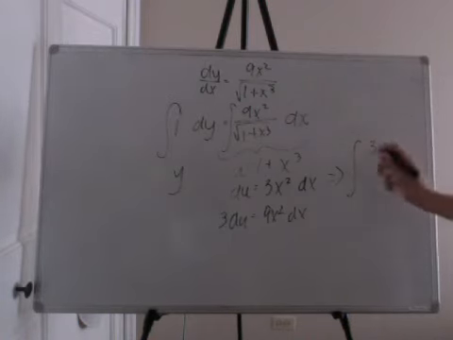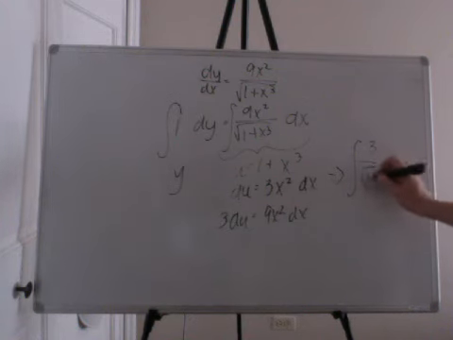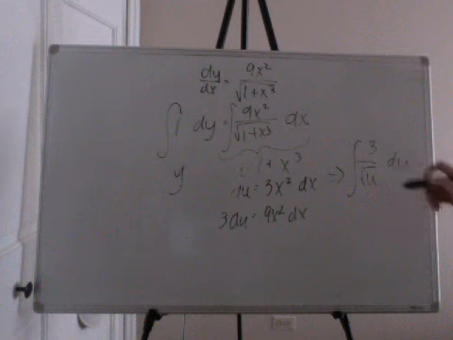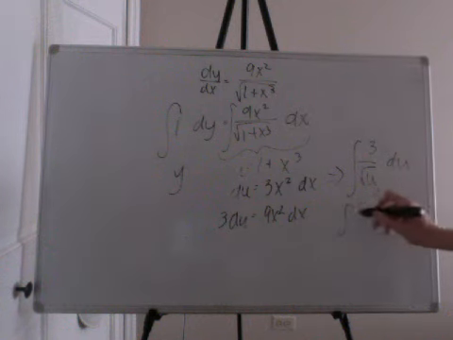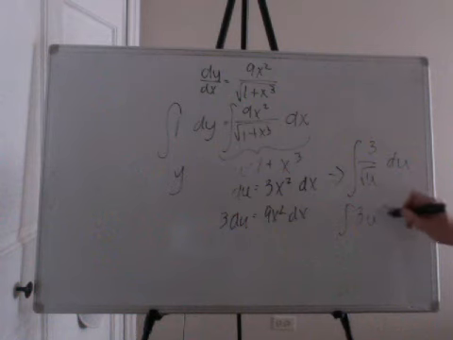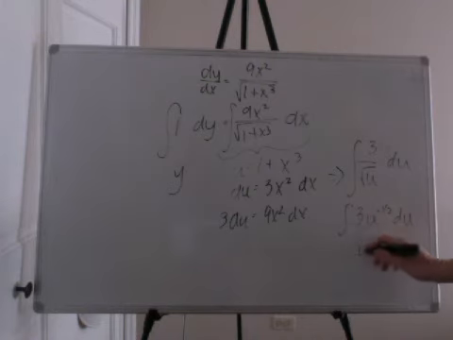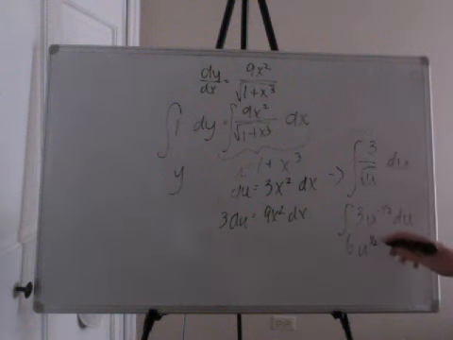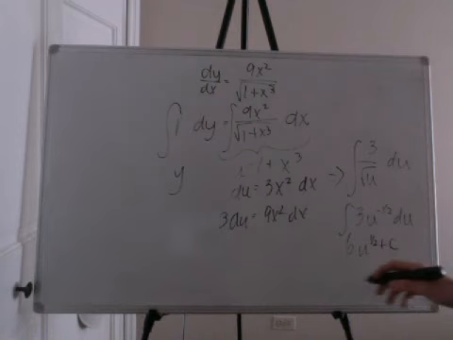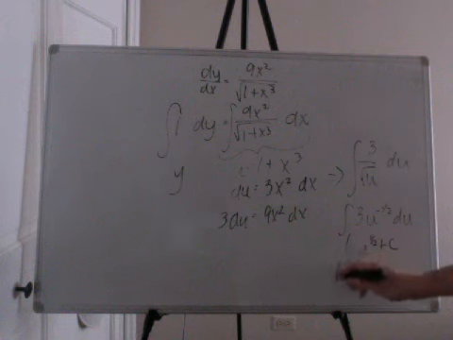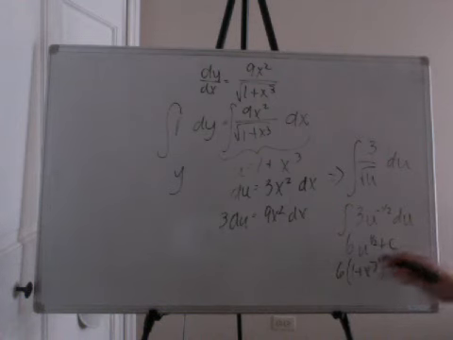So 3 du over the square root of u, because that's what we have in the original thing, which would be the same thing as the integral of 3u to the negative 1/2 du. So we would bump this up 1, so it would be u to the 1/2, and then multiply by the reciprocal of that, so it would be 6u to the 1/2 plus c. And 6u to the 1/2 plus c is the same thing as 6 times the quantity 1 plus x cubed to the 1/2, or you put a square root over that, plus c, and this equals y, because that's what we got on the left side.